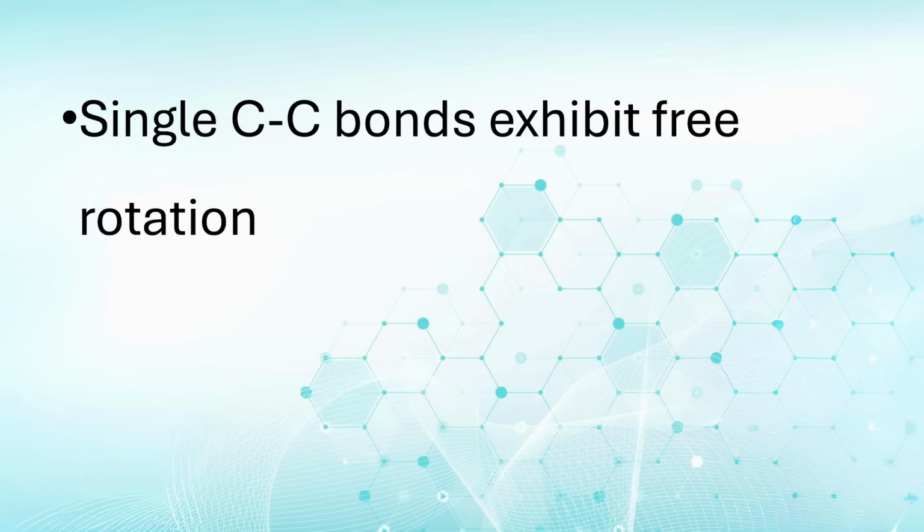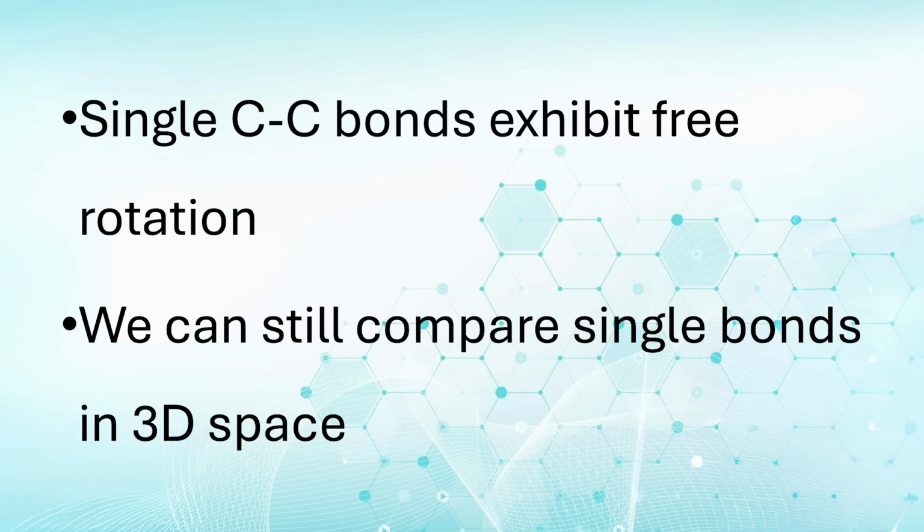In the last video, we mentioned constitutional isomers, as well as cis-trans isomerism. One of the central concepts of cis-trans isomerism is that double bonds cannot rotate around one another. However, single bonds can. In chemical terms, we like to say that single carbon-carbon bonds exhibit free rotation. Similar to cis-trans isomerism, the groups bonded to single-bonded carbons can be compared to one another in 3D space.